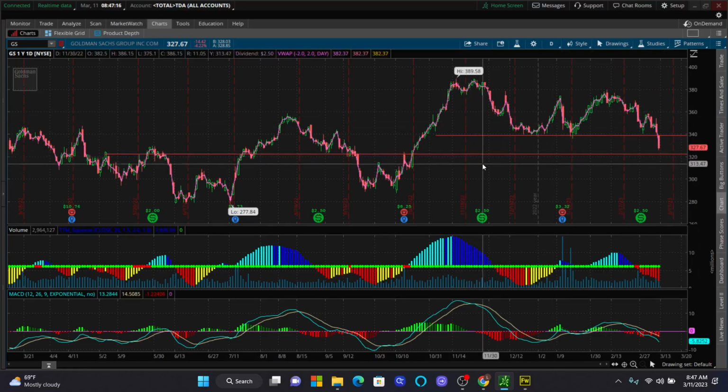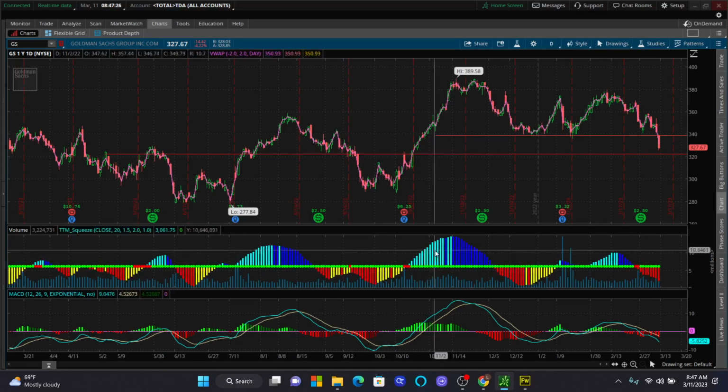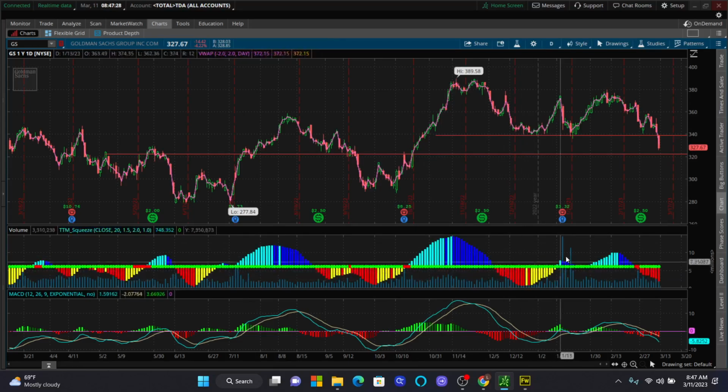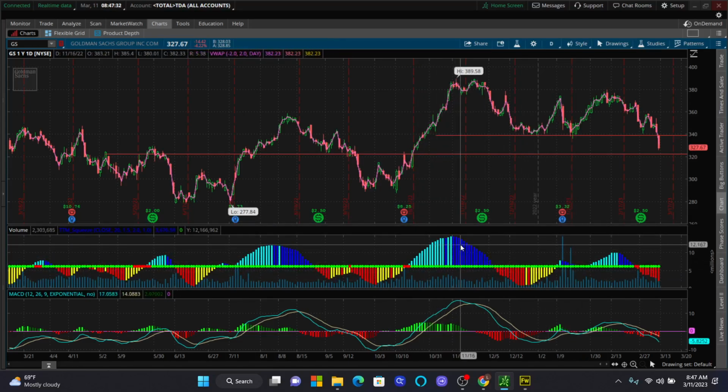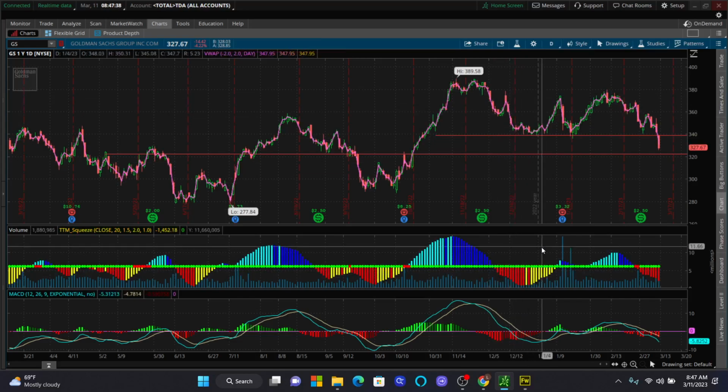Okay. So with the TTM squeeze, it's this one right here, and it's a volume indicator. What it does is it shows you the momentum coming in the market. So basically it tells you when momentum goes to the downside or goes up to the bull side. Bright blue indicates that it's climbing. Dark blue indicates that it's kind of cooling off, as you can see right here. Red means that it's selling off. Yellow means that it's cooling off on the sell side.